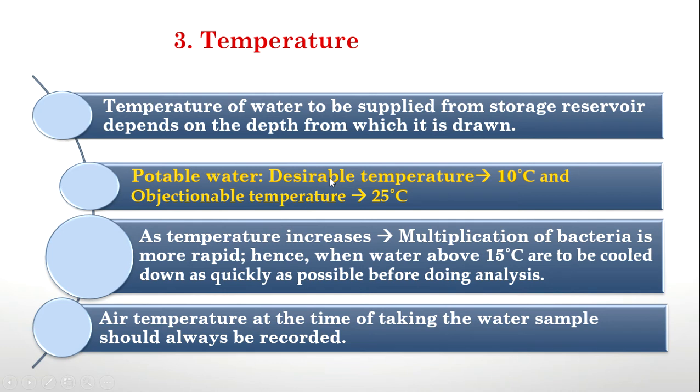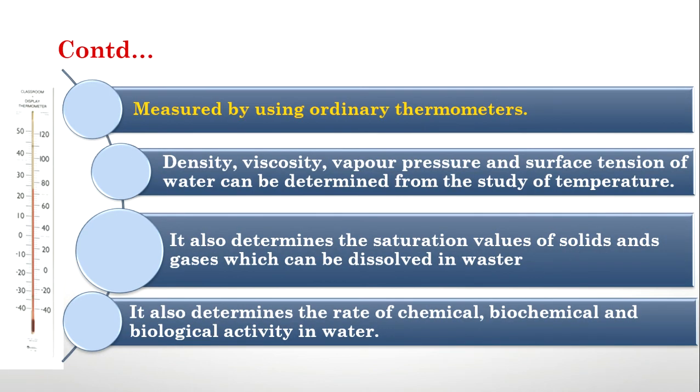And when temperature increases, the multiplication of bacteria will be more rapid. Water above 15 degrees Celsius is to be cooled down as quickly as possible before doing analysis. So temperature is a very important factor which causes the multiplication of bacteria. So that should be tested, and we will use normal thermometers. Here we can see a figure of a thermometer for measuring temperature.